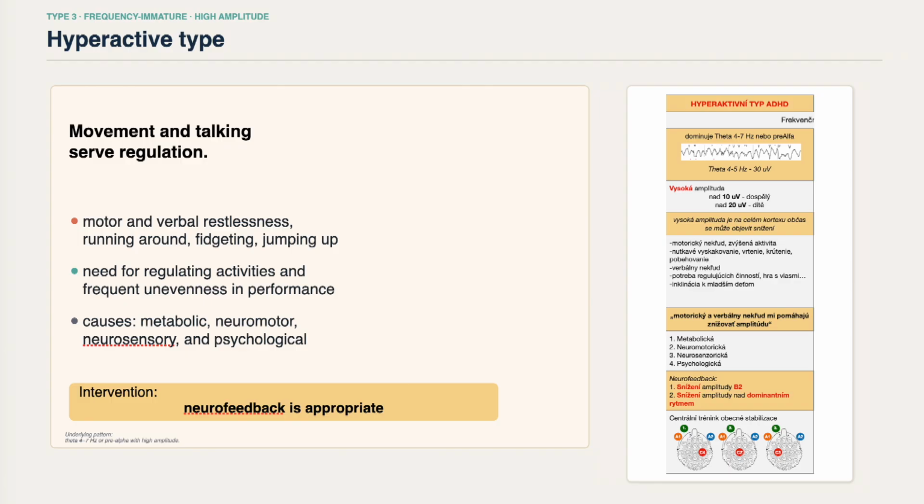Possible contributing factors can be at several levels. From a metabolic point of view, toxicity, gut dysbiosis, parasites, poor nutrition, or imbalance in supplements. From a neuromotor point of view, delayed maturation of brain stem systems and persistence of primitive reflexes, sometimes related to cervical restriction. From a neurosensory point of view, restrictions in the skull or cervical spine affecting sensory processing.